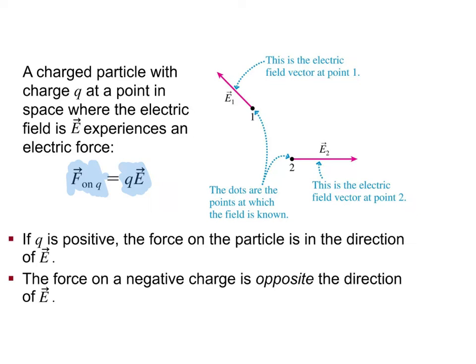If Q is positive, the force on the particle is in the direction of the electric field, and the force on the negative charge is opposite direction of the electric field. And although, again, your textbook acts like that's really deep, it's really saying if Q is a positive number, then the vectors are in the same sense. But we know if Q is a negative number, what negatives do to vectors is flip them. So it's nothing deeper than that, and it isn't really worth its own page, but it gets it.